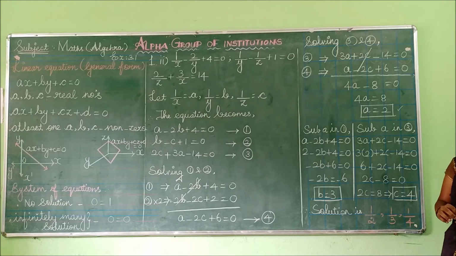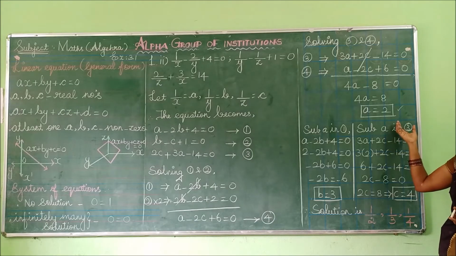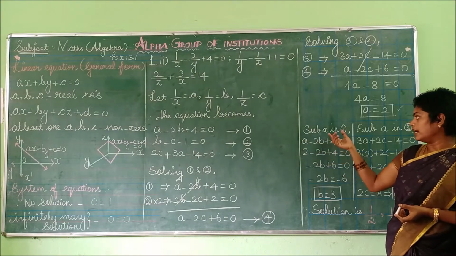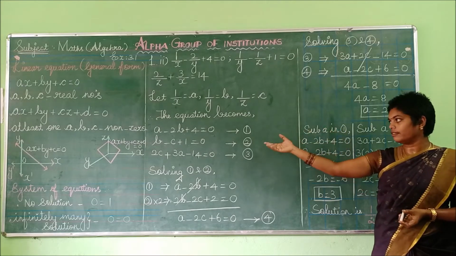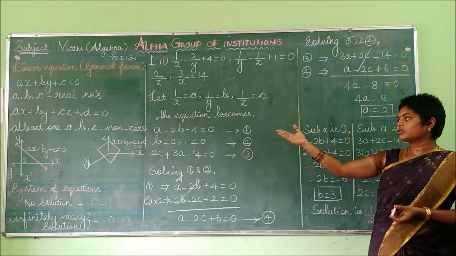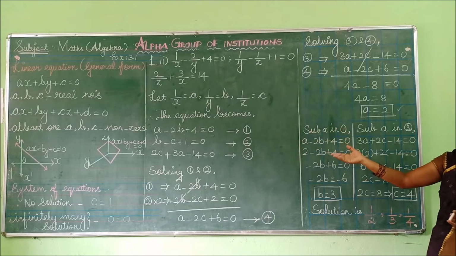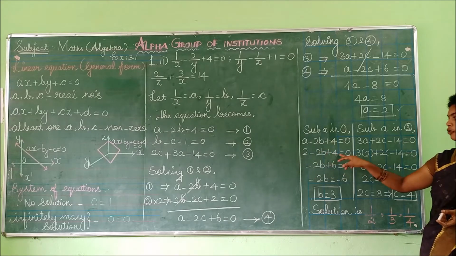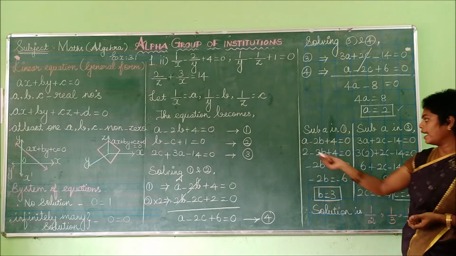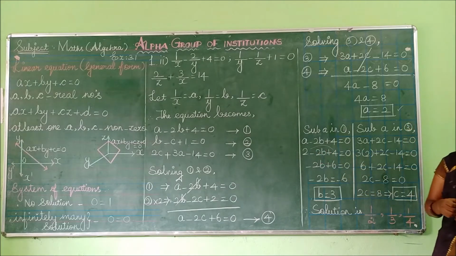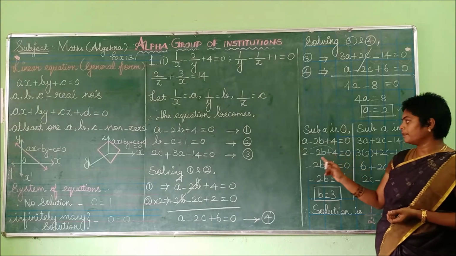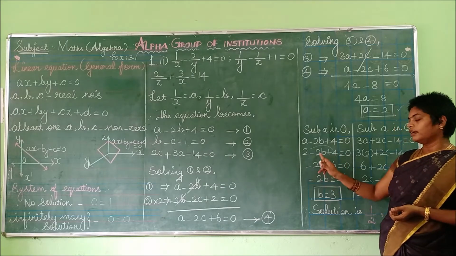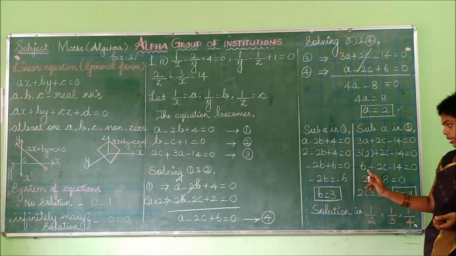You have to find b and c. So for that you have to substitute this a value in any of the given equations. So now I have substituted in the first equation. What is our first equation? A minus 2b plus 4 which is equal to 0. So our a value is 2, minus 2b plus 4 which is equal to 0. Now you can add the numbers first. So what are the numbers? 2 and plus 4 is nothing but 6. Minus 2b plus 6 which is equal to 0.